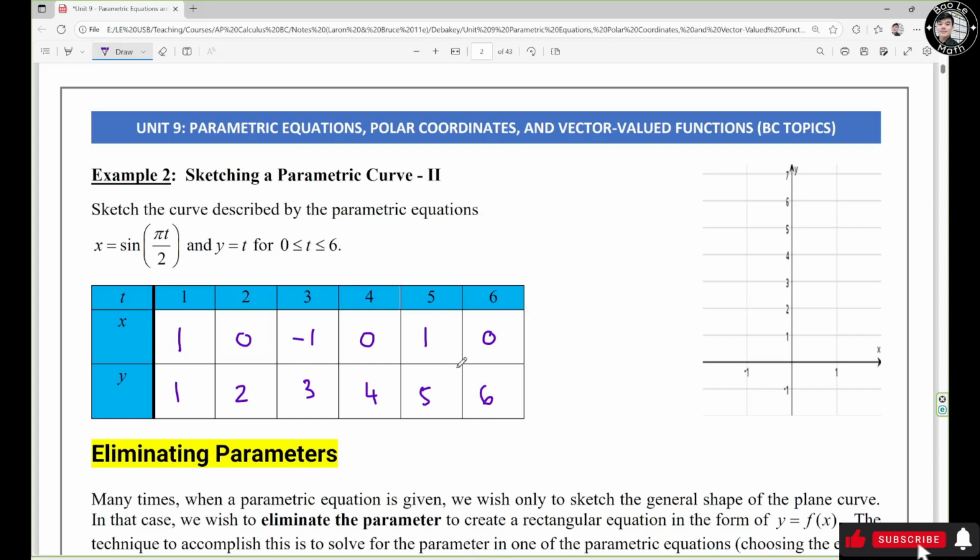Now you're going to plot these points on the x and y coordinate plane. x equals 1, y equals 1 is right here. x equals 0, y equals 2 is right here. x equals -1, y equals 3 is right here. x equals 0, y equals 4 is right here. x equals 1, y equals 5 is right here. x equals 0, y equals 6 is right here. If you connect these points, it could be something like this. Now you just place the arrow right here.